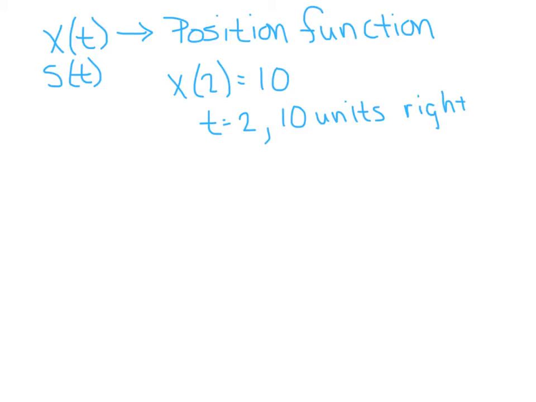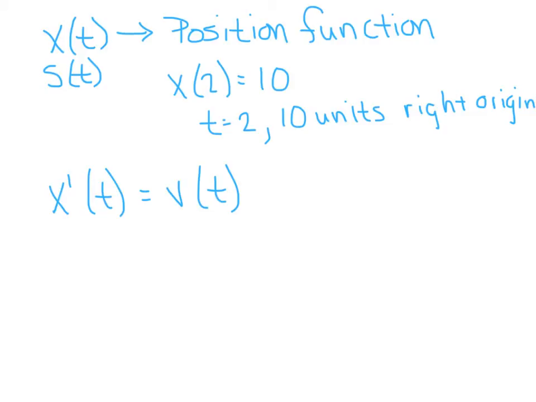Okay? Now what's interesting about that is you don't actually know what direction you're moving in. You just know your current location is 10 units to the right of the origin. It's possible you could be traveling to the left and be 10 units to the right of the origin. Now, here's the kicker. If we derive that function, we're going to get velocity, all right?